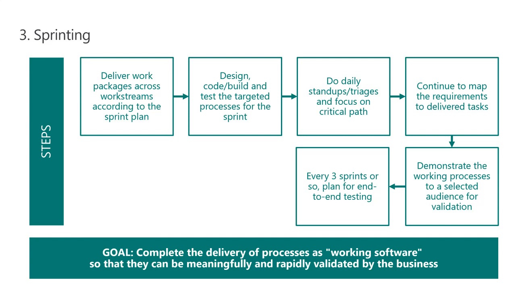Make sure that within your sprinting, every 2 or 3 sprints, you're actually doing an end-to-end test of whatever you've delivered thus far, right? Because at the end of each sprint, you're doing your testing for what you delivered in that sprint, and you're trying to do it as end-to-end as possible, but you'll find that within 2 or 3 sprints, there may be gaps appearing in your end-to-end testing. So make sure you do your end-to-end testing every 2 or 3 sprints.